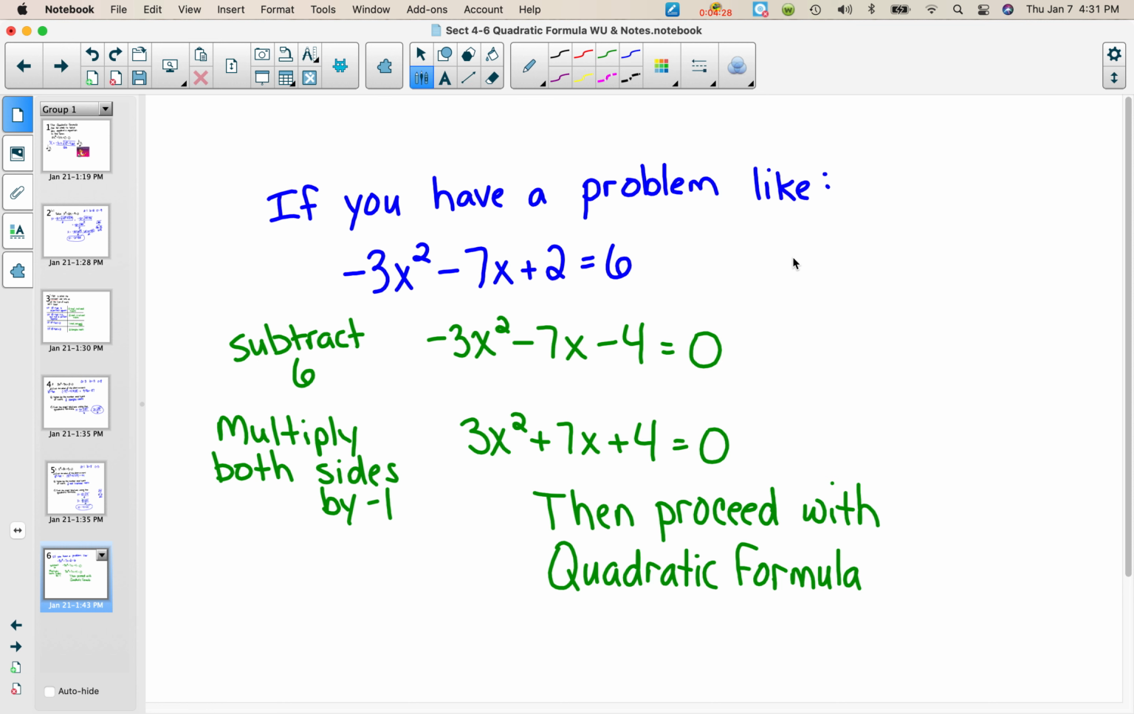If you have a problem that looks like this, first of all, you would need to have it equal to 0. So I would subtract the 6 first, so you end up with this. But it's sometimes awkward, a little harder maybe, to deal with a negative a value. So multiply both sides of your equation by a negative 1, which means the signs change, and then just go ahead and proceed with the quadratic formula. So hopefully that helps.